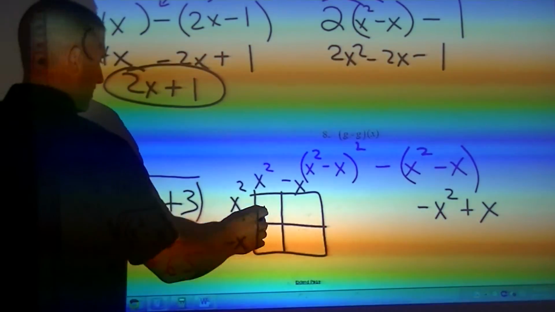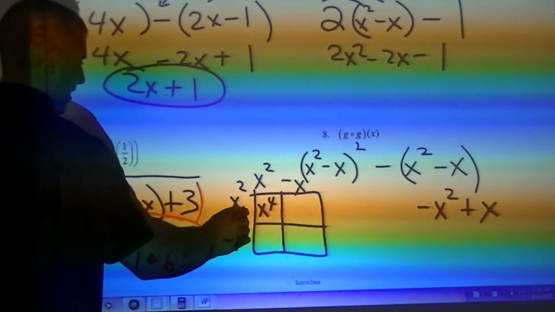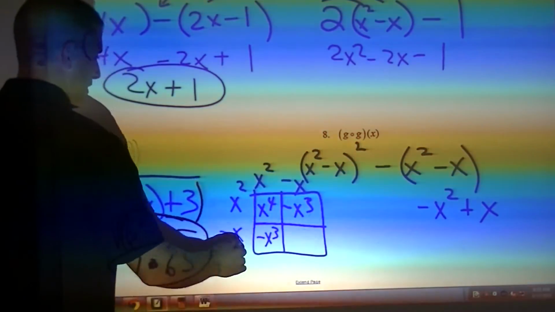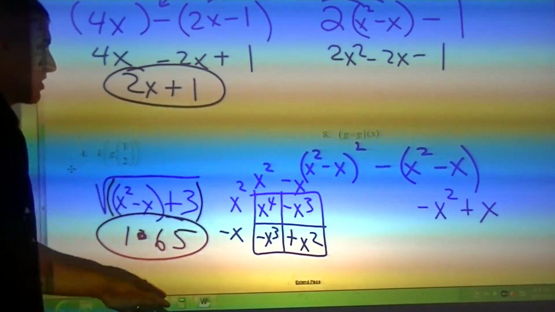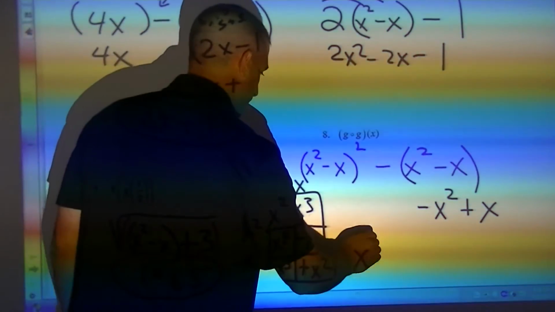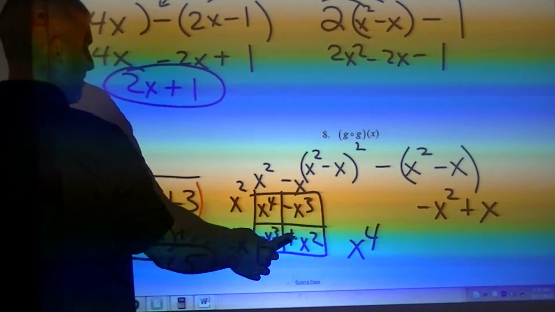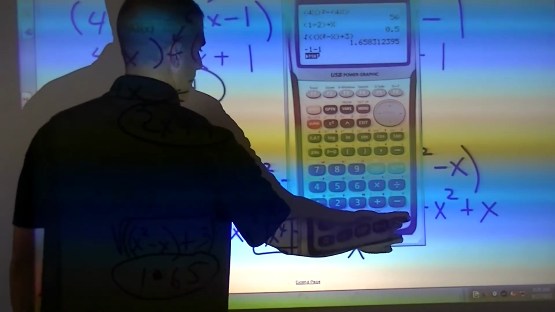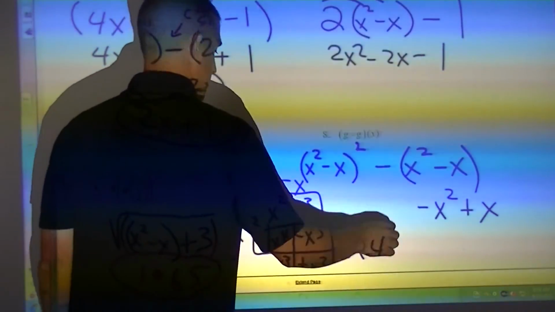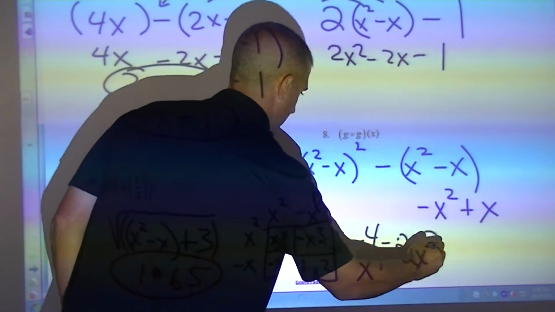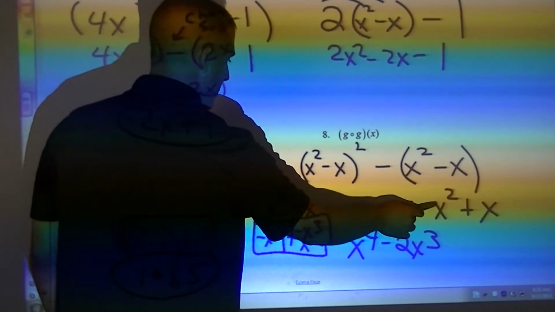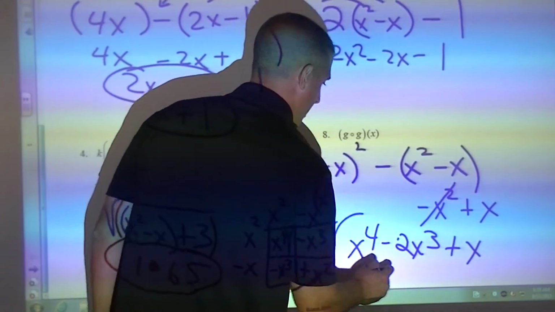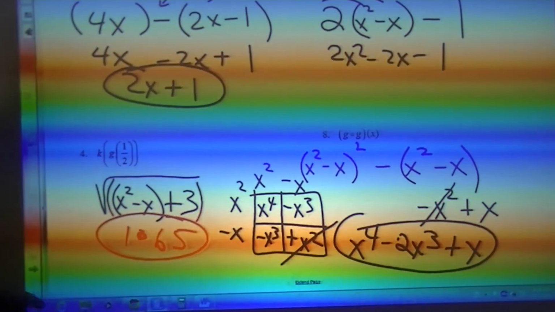So x squared times x squared would be x to the 4th. That would be negative x cubed. This would be negative x cubed. This would be positive x squared. So what I'm going to do is combine all those. I got x to the 4th, negative x cubed, so that's negative 1. Negative 1 minus 1, which is negative 2, so negative 2x cubed. Positive x squared, negative x squared, so those are going to cancel each other out. And then I got a plus x there. So that's going to be my final answer. All right, moving on.